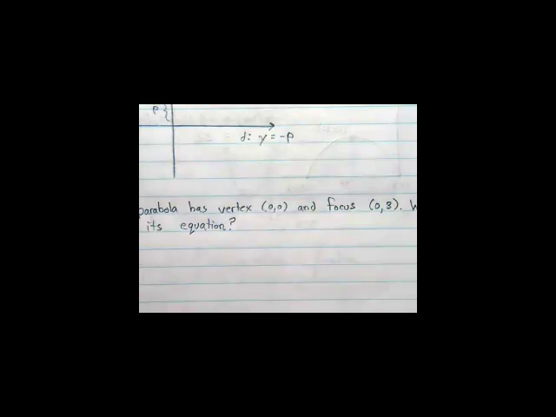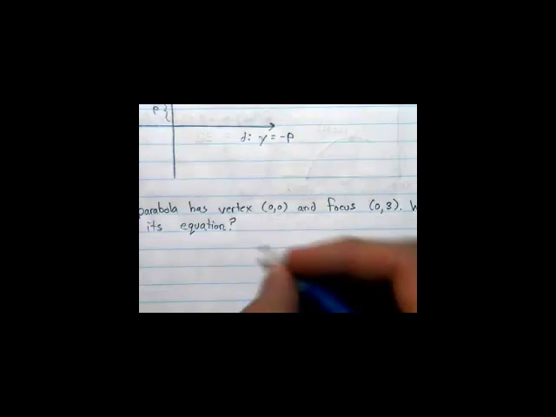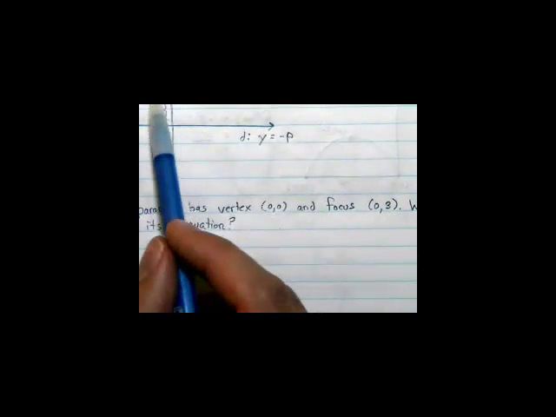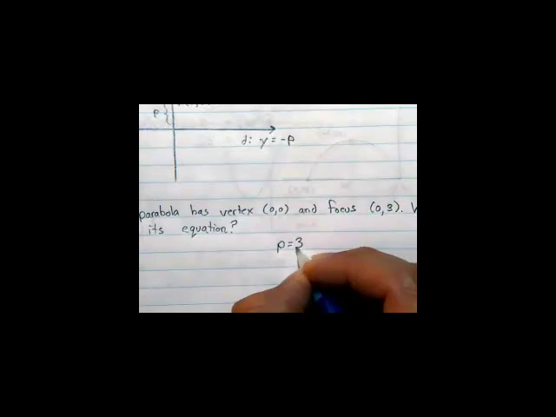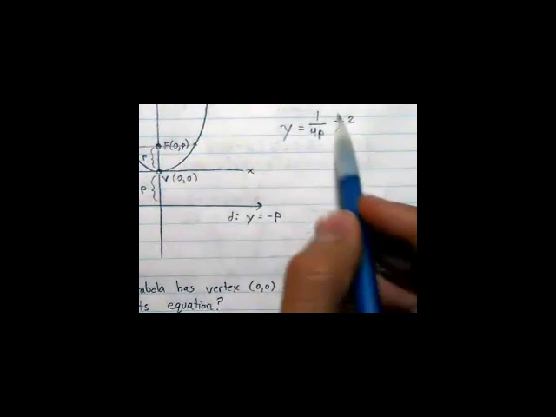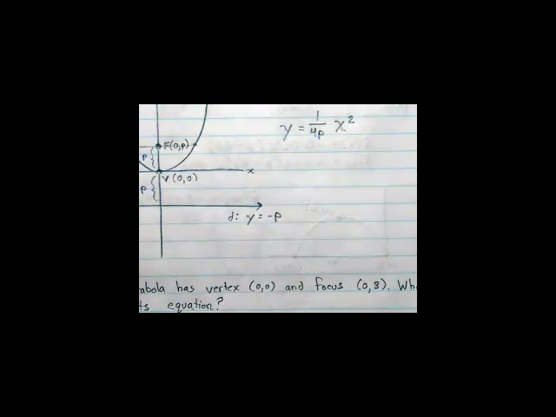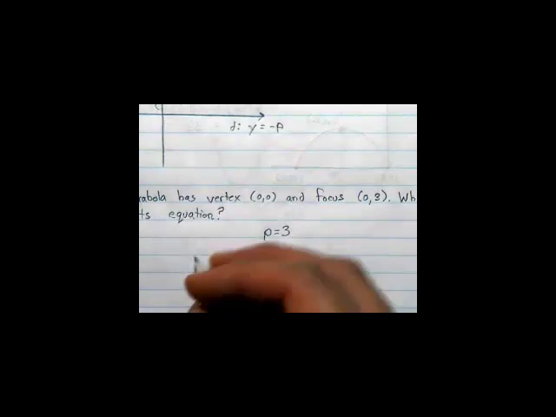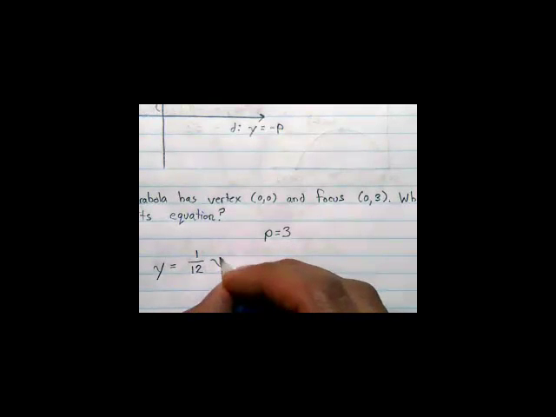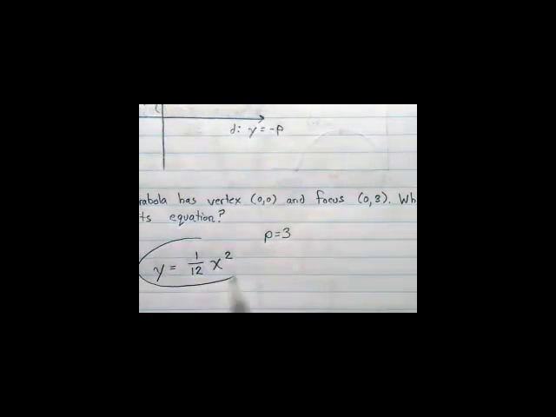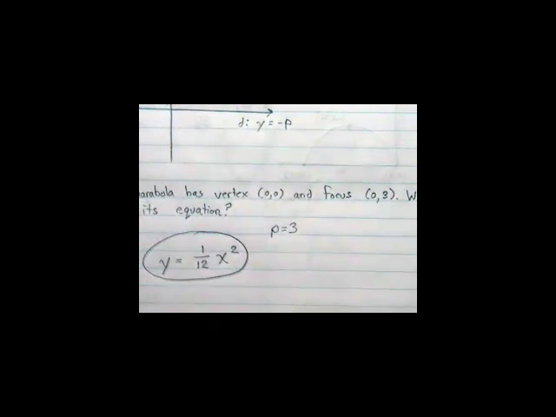Before you do anything else, we need to figure out what's the value of p for this particular parabola. Just 3, right? Because if the focus is at 0, 3, then this distance up to the focus would be 3. So p is 3. Now, if p is 3, all I've got to do is plug into that formula. It's always with a 4. Yep, so the equation of that parabola is 1/12 x squared.